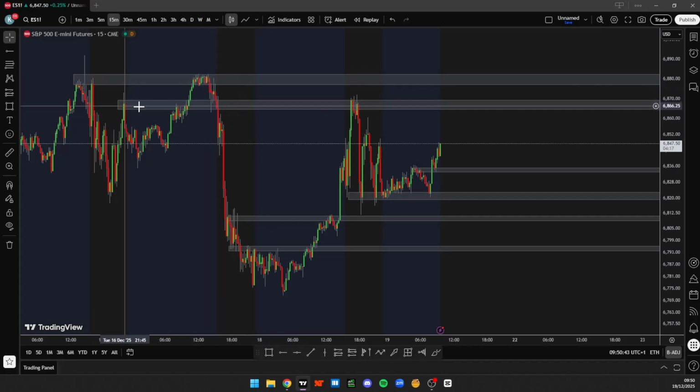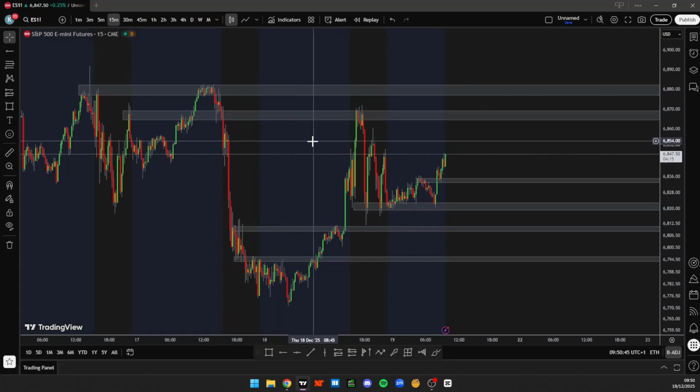So basically, this is a structure level, and sometimes they're a little bit harder to spot. So that's why I always take my time. I always prepare like an hour and a half, something like that, in advance of the market open, just to really have a clear idea and mark out the cleanest levels that I can see.